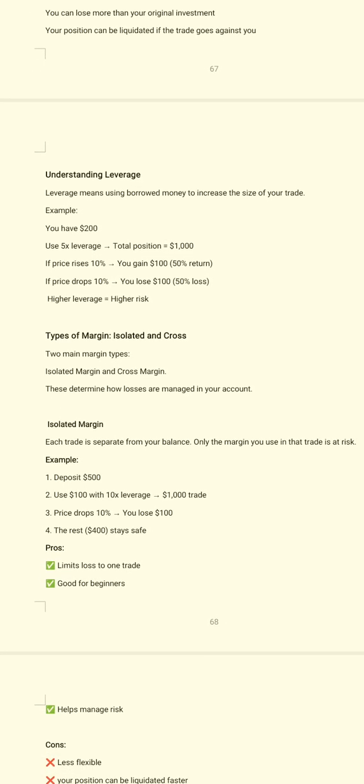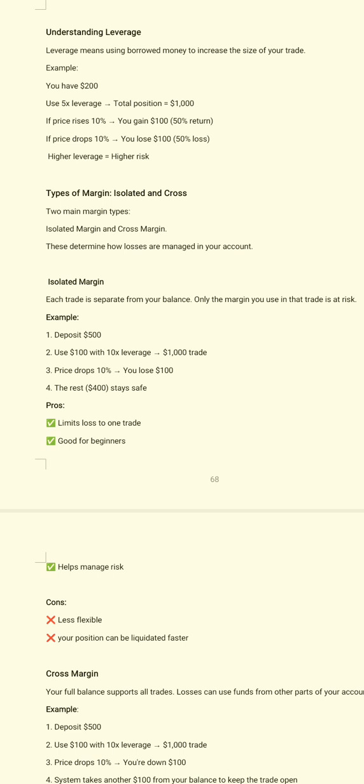Now, let me explain what leverage is all about. Leverage means using borrowed money to increase the size of your trade. So you will just use the borrowed money to increase the size of your trade. That is what leverage is all about. So if you are using 5x leverage and your money is $1,000, then $1,000 times 5 is $5,000. The exchange will lend you another $4,000, joining your $1,000, making $5,000. That is what leverage is all about.